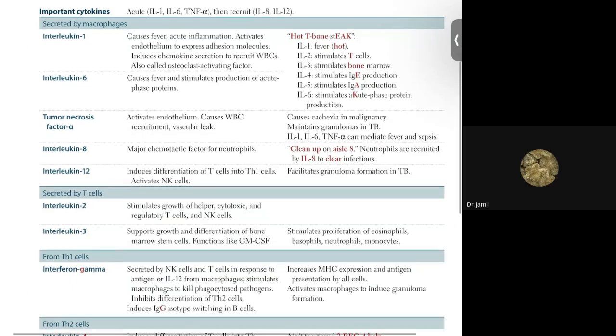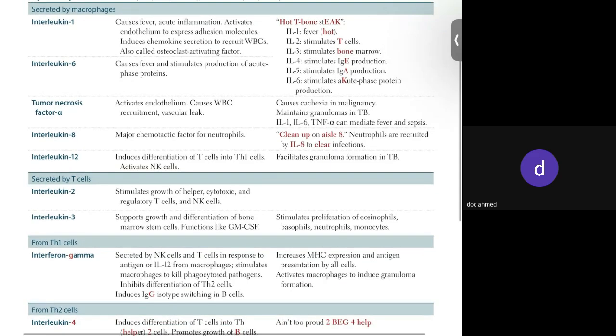Yes, sir. And it can release something called cachexin in malignancy. What is cachexia? You guys better know it, right? A thin individual with less muscle mass, with less fat, like a cactus, right? Then we have interleukin 8, really simple. It attracts neutrophils, 8 for neutrophils, and for interleukin 12, you guys know the story, right?